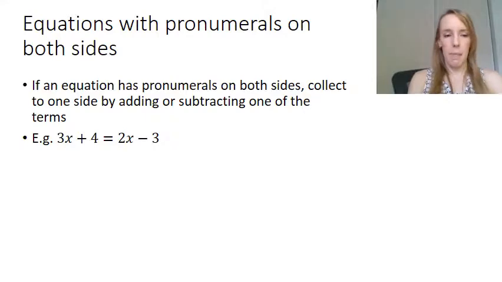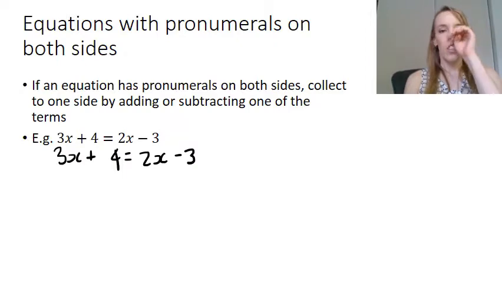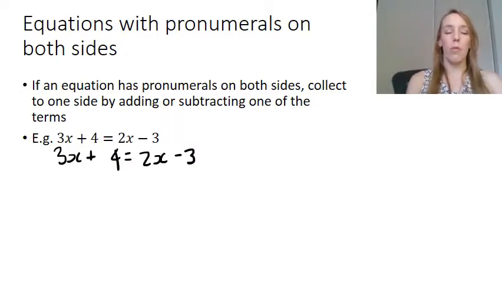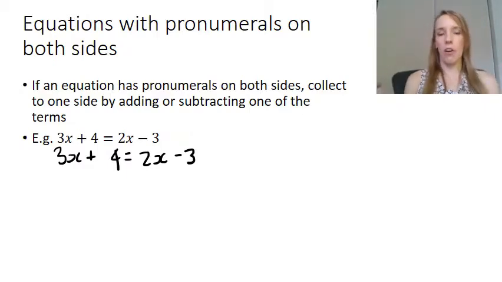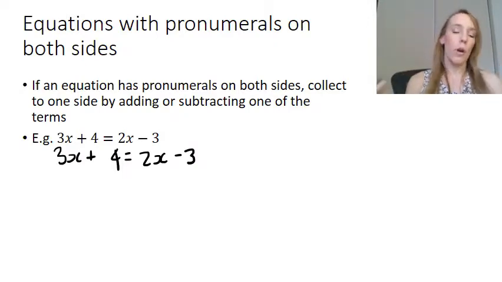So what do I actually mean by that? Well, we'll use this example. You can see here we've got 3x plus 4 is equal to 2x take 3. On our left hand side we have the variable 3x, and on our right hand side we have the variable 2x. Now we can't actually solve for x if we have variables on both sides. So what we need to do is get rid of the variables on one side so that we're left with one side having variables and one side just having the numerals, and from there we can solve for the variable. To do that, we can add or subtract the terms from one side to the other side.